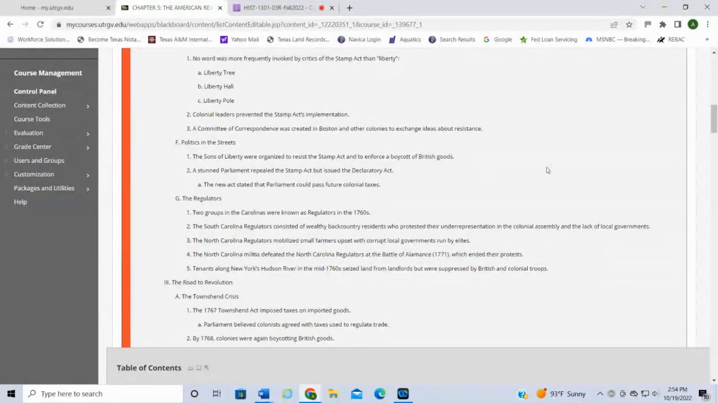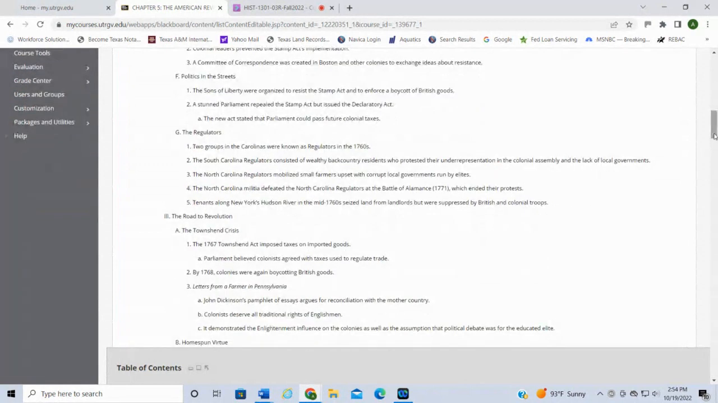So let's also get to the Regulators here. Not the Warren G song, but the Regulators. Two groups in the Carolinas were known as the Regulators in the 1760s. The Regulators were an interesting group, and this is similar to what we saw with Bacon's Rebellion. This was another situation where you had groups of people, such as small farmers, who were annoyed and concerned about the corruption that was going on by the wealthy elites in the area.